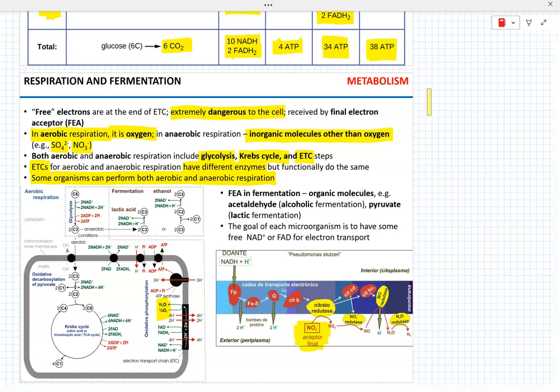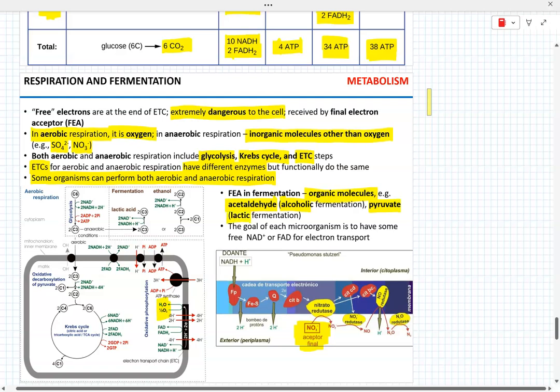Fermentation, an anaerobic process, uses organic molecules as the final electron acceptor. For example, acetaldehyde in the process of alcoholic fermentation, or pyruvate in the process of lactic fermentation.